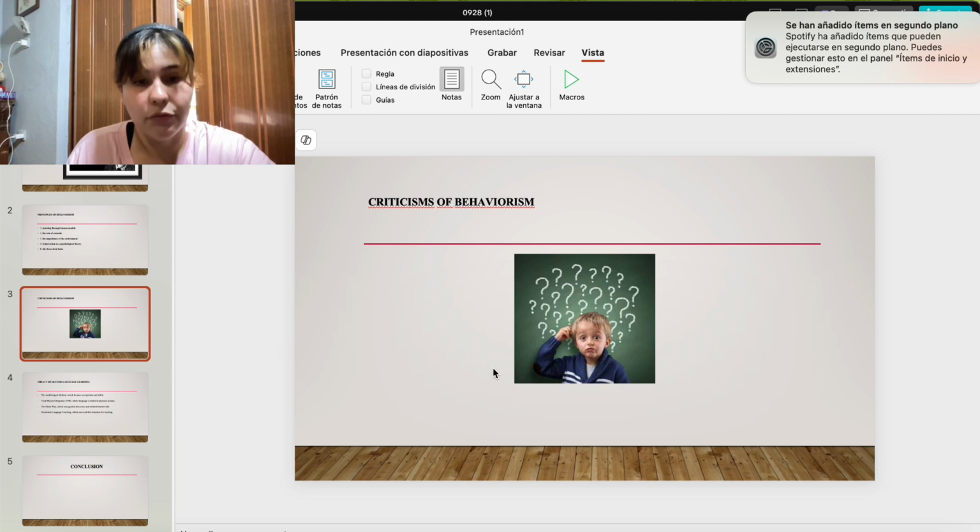Third, what happens if there are no rewards? If parents do not reinforce the child, will the child stop speaking? Behaviorism doesn't answer these questions.